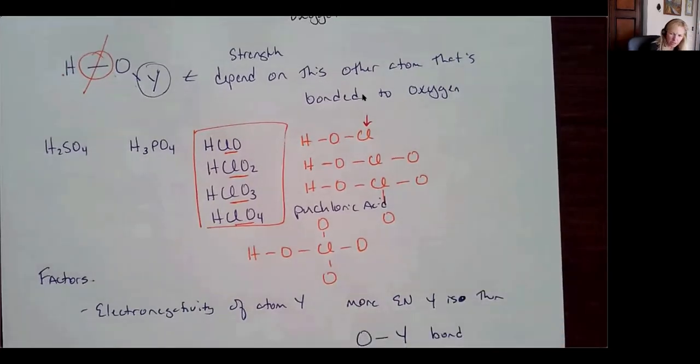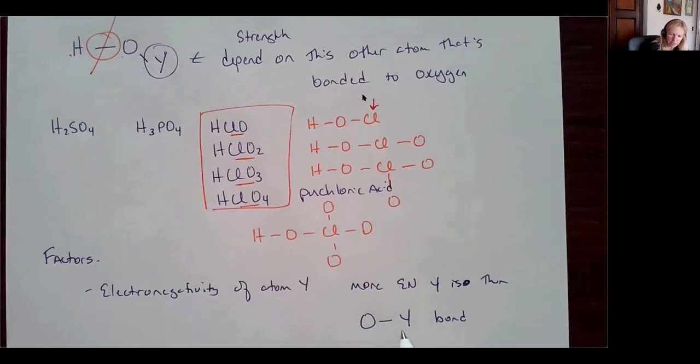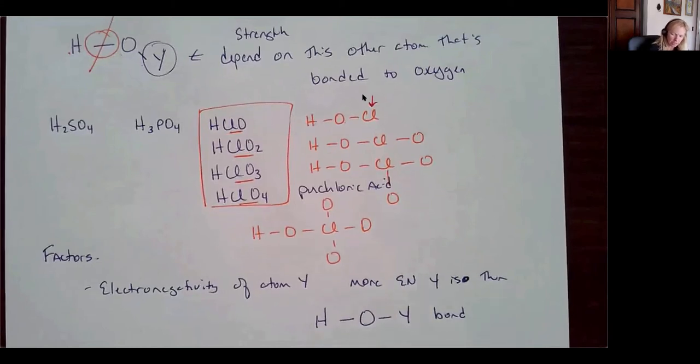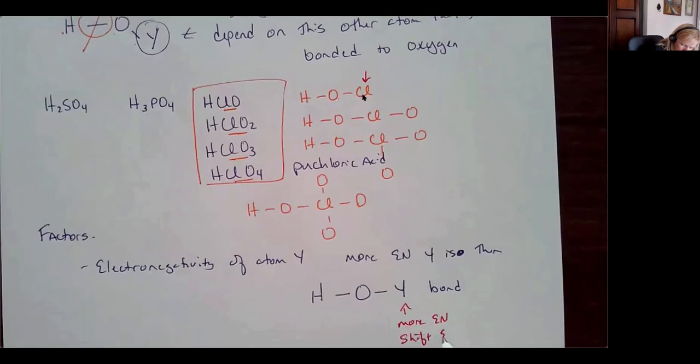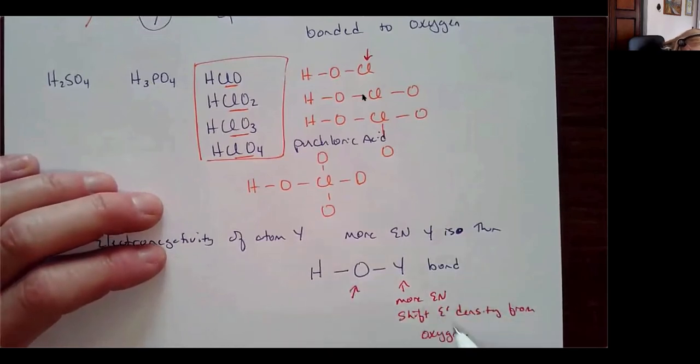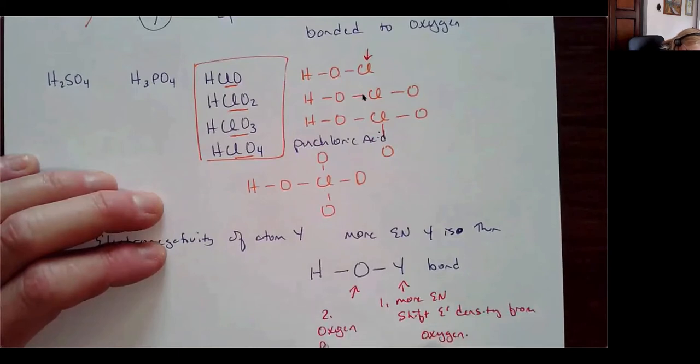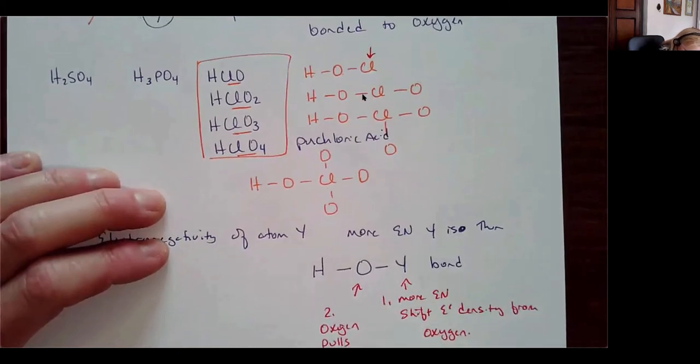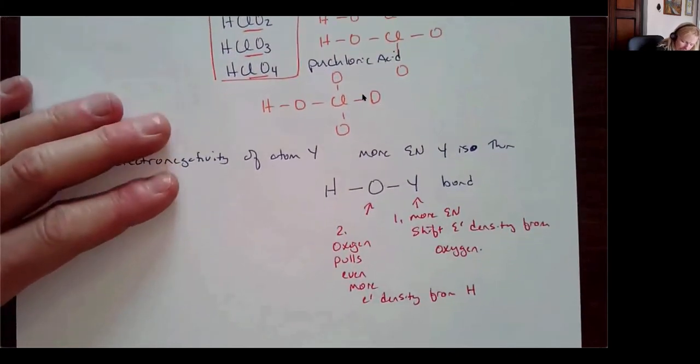And if Y is more electronegative, it's going to pull electron density away from the oxygen. That oxygen is connected to a hydrogen, so that oxygen in turn is going to pull electron density away from the hydrogen even stronger. So electronegativity is kind of a domino effect here, where if this is more electronegative, then it's going to shift electron density from the oxygen. So this would be step 1, this happens, then step 2, oxygen pulls even more electron density from hydrogen, which weakens this bond.